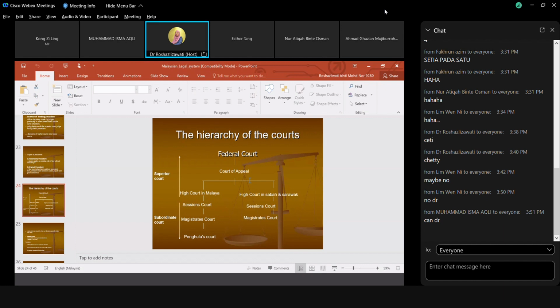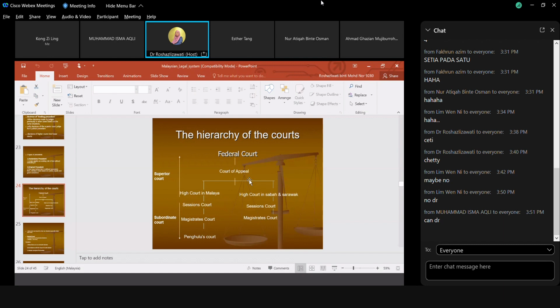Okay, so kat sini boleh nampak, we have subordinate court and also superior court. For subordinate court, we have penghulu's court, magistrate court and also session court. Penghulu's court, ataupun district court lah. Penghulu's court ini akan diadili oleh penggawa.